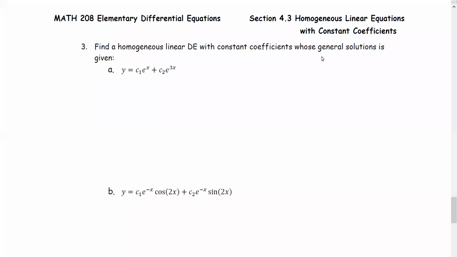For this example, we are going to find the homogeneous linear differential equation with constant coefficients whose general solution is given. In part A, the general solution is C1 e to the x plus C2 e to the 3x. Therefore, y1 is e to the x, y2 is e to the 3x. Recall the solution is y equals e to the power mx.